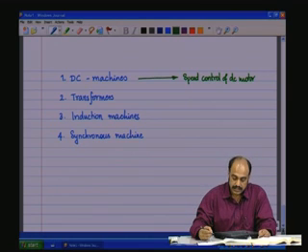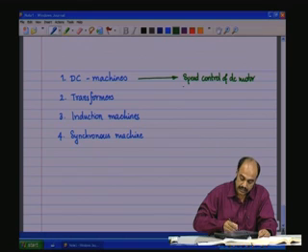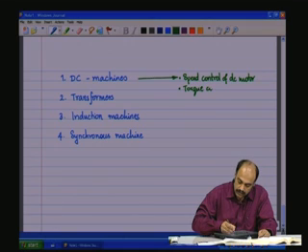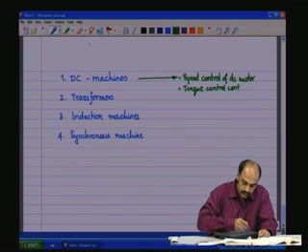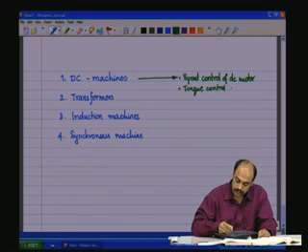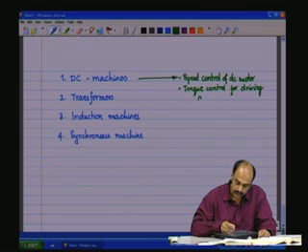Now the speed control of the DC motor can have various applications. For example, it can be fitted onto a small two-wheeler and used as torque control for, let us say, driving a two-wheeler vehicle.